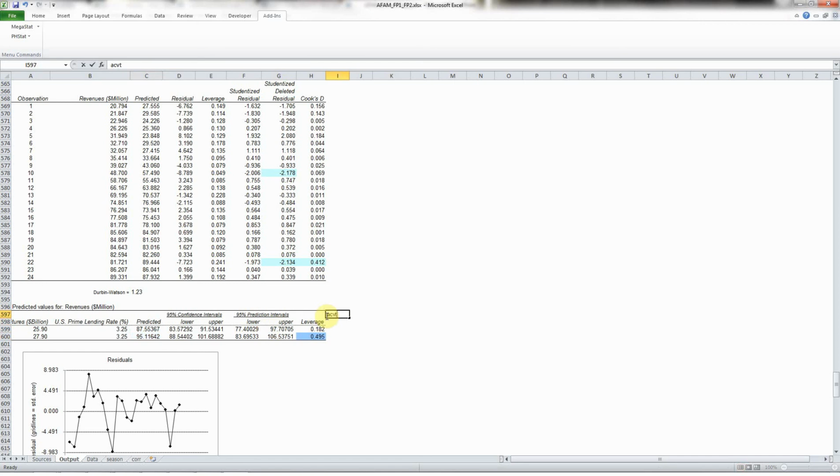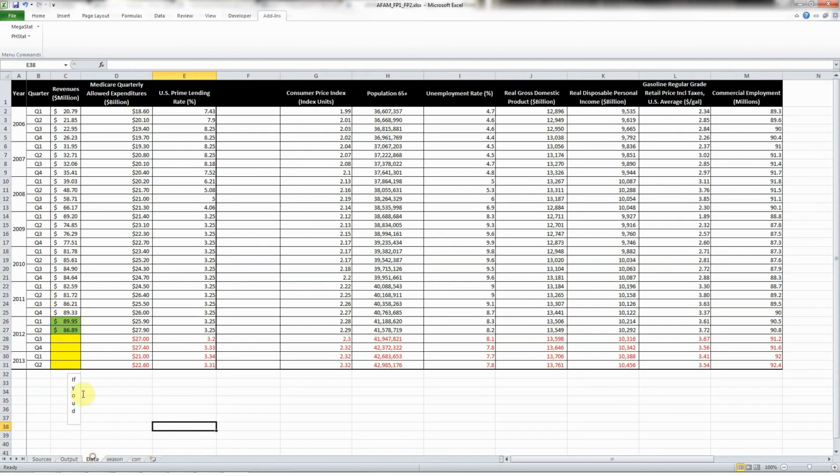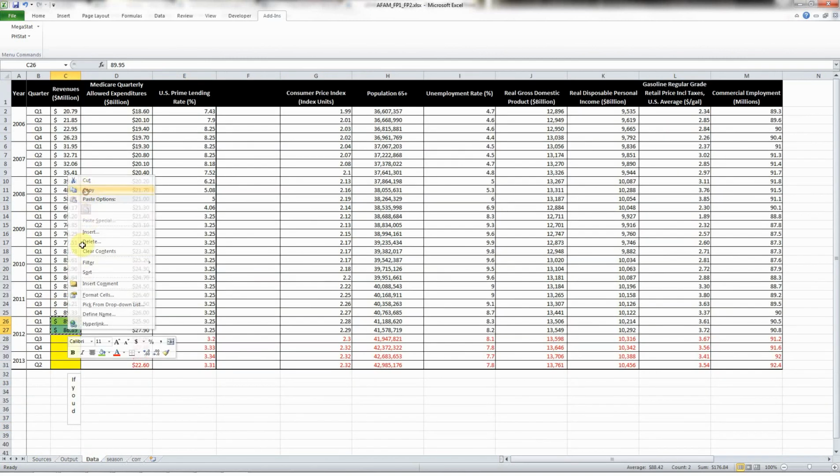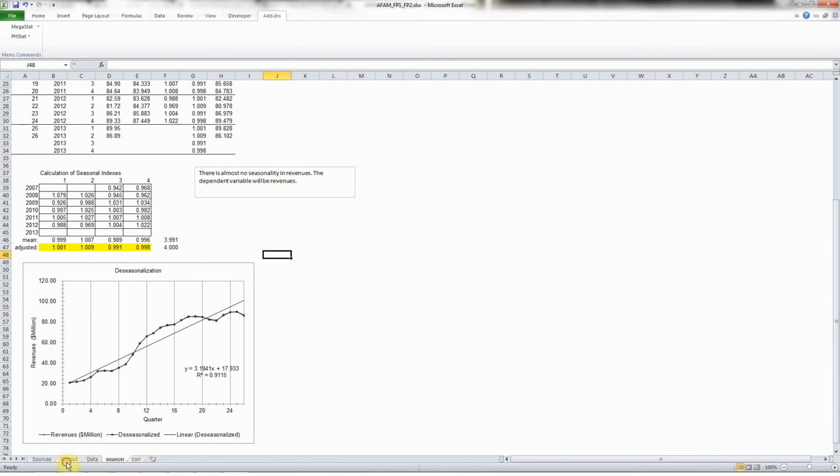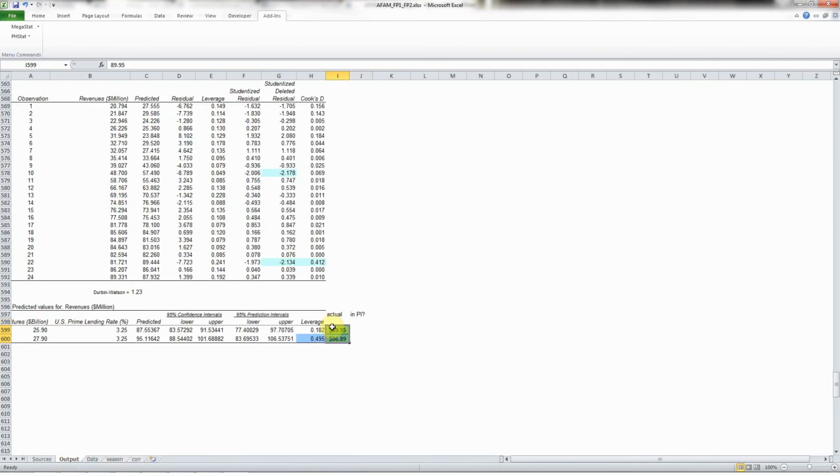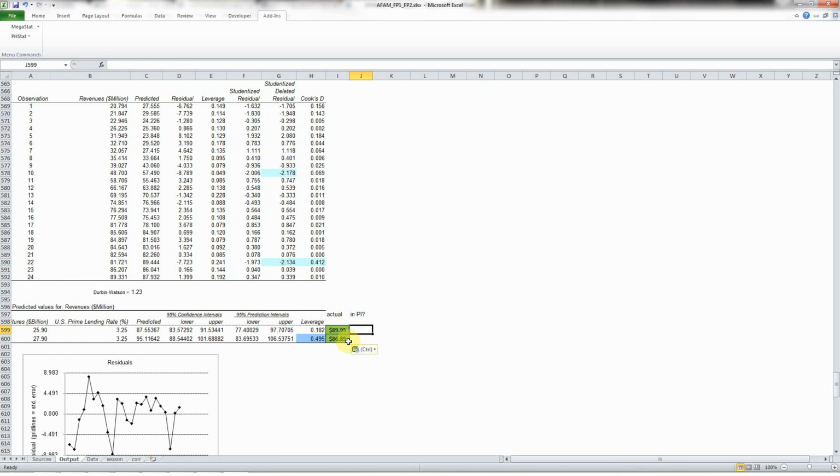So I'm going to write actual here, and in prediction interval, yes or no. So my actuals, go back to my data, these two guys. And I see here's 89.95 million. And is that in between the lower and upper prediction interval? Yes, it is. See, 77 to 97, 89 is right in between. So yes. And how about this one here? 86.89 is between 83 and 106.